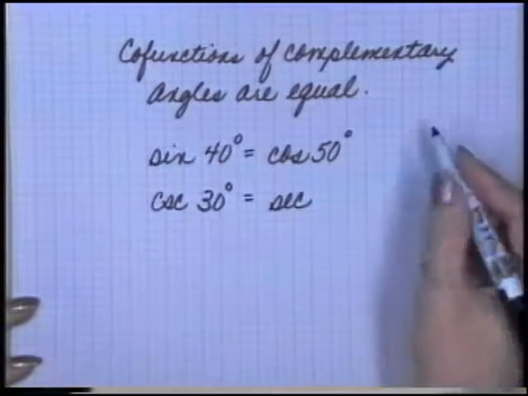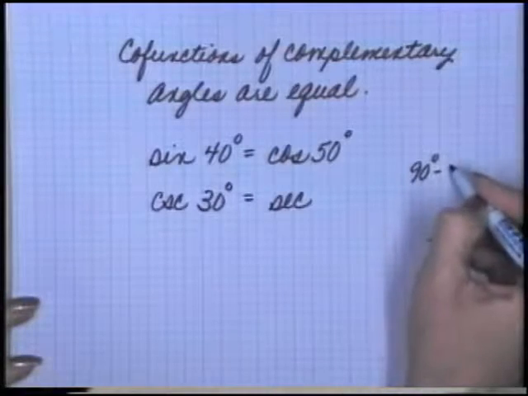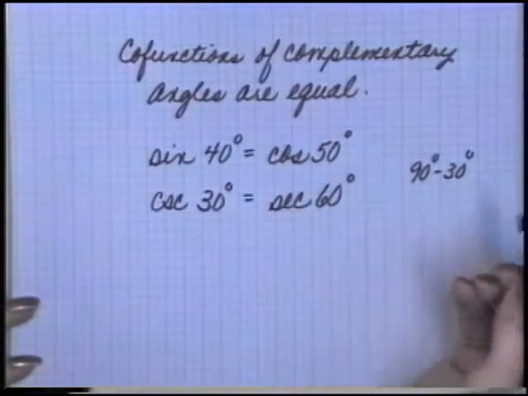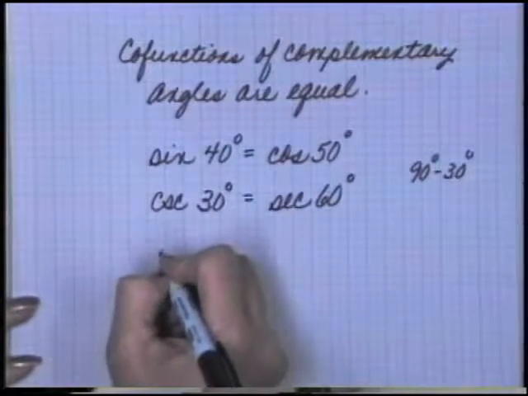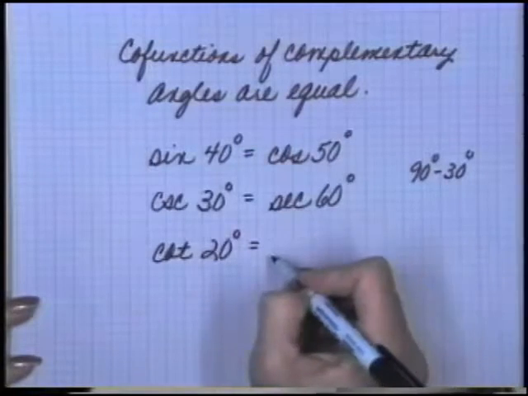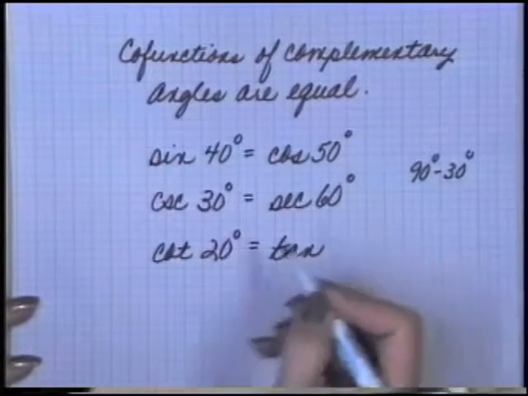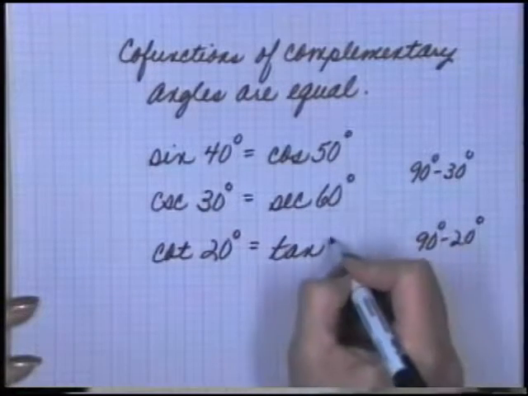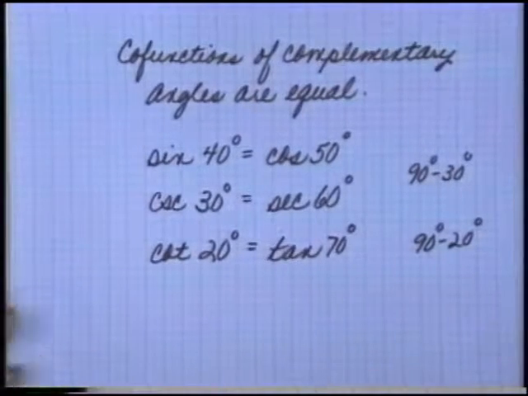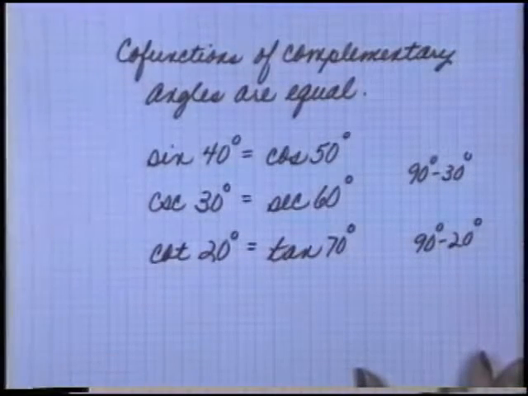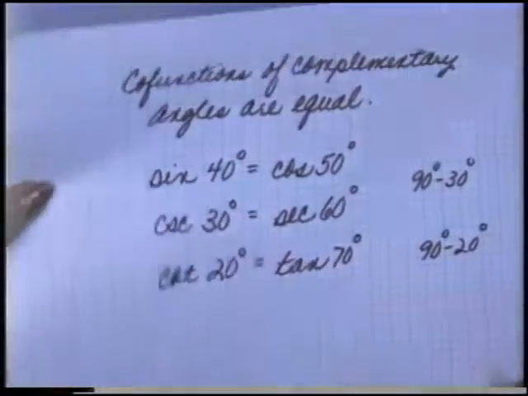And how do I get the complement of 30? I think 90 minus 30. So it would be the secant of 60 degrees. If I had the cotangent of 20 degrees, it would equal the tangent of 90 minus 20, which would be 70 degrees. And generically, it looks like this.